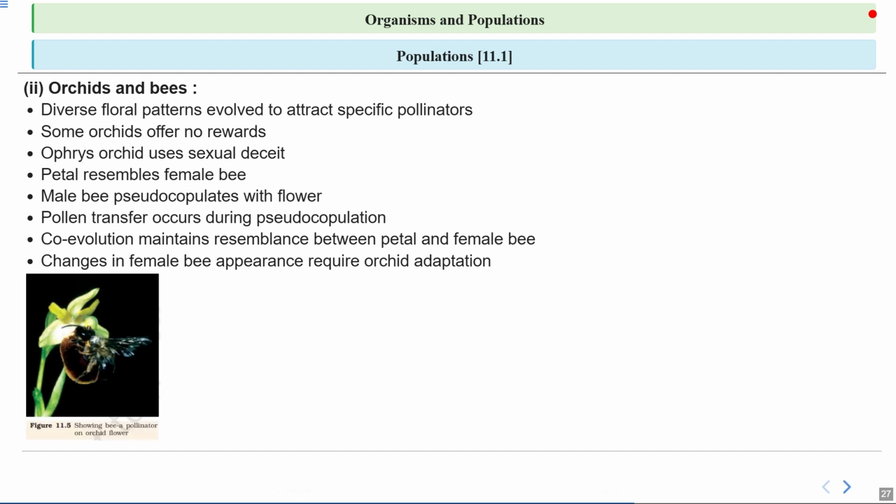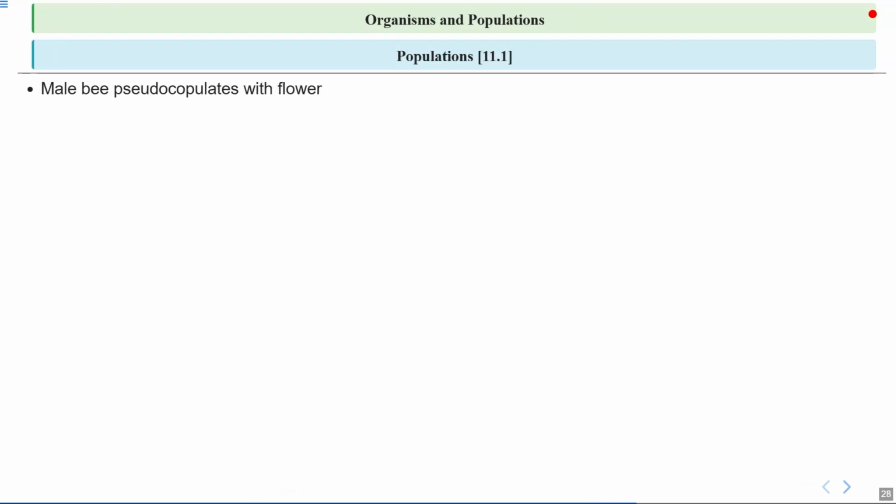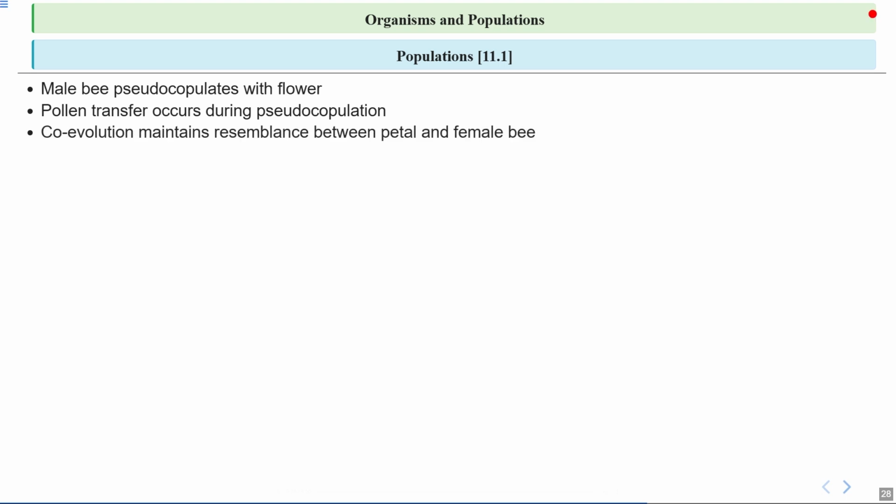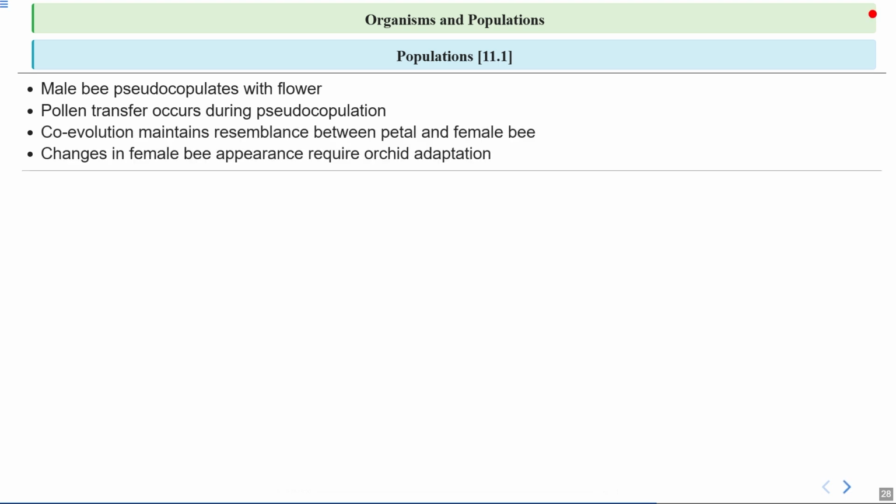This is an image showing a bee pollinating an orchid flower. This we have already studied. The male bee pseudocopulates with the flower. Pollen transfer occurs through pseudocopulation. Coevolution maintains resemblance between petal and the female bee, and changes in female bee appearance require orchid adaptation.